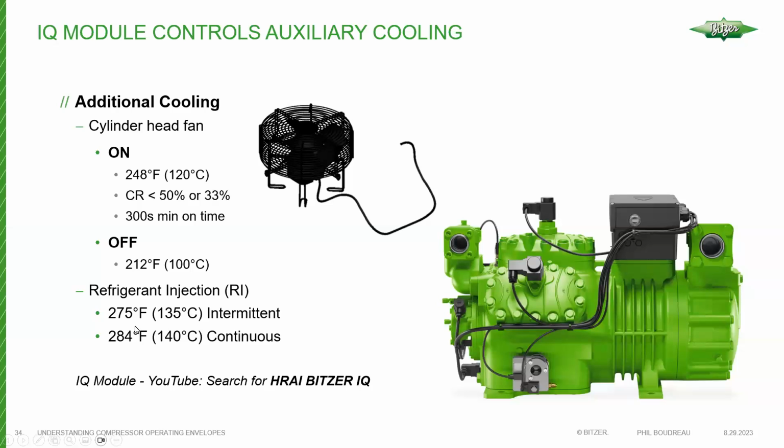So the algorithm here will cycle, and you'll note these values are quite high. The refrigerant injection solenoid will turn on at 275 degrees Fahrenheit. And in this case, it'll actually cycle that solenoid. But if it does reach 284 degrees, which is 140 degrees Celsius, then the injection will be continuous. And this isn't a full stream. It's more or less an atomized stream that has to pass through an orifice. So the orifice will depend on the compressor body size and displacement as to how much refrigerant is actually going to be injected in there.